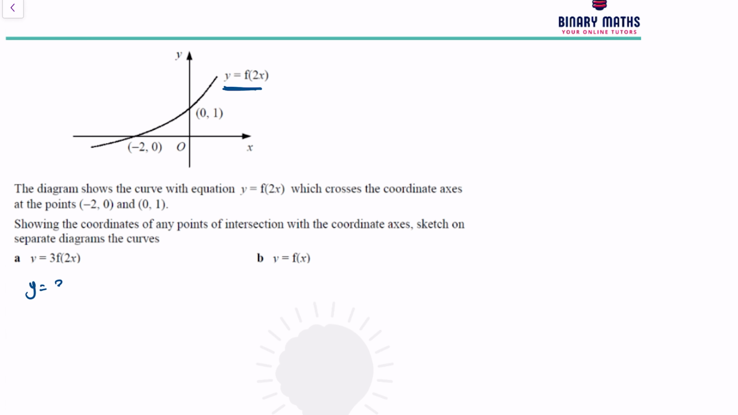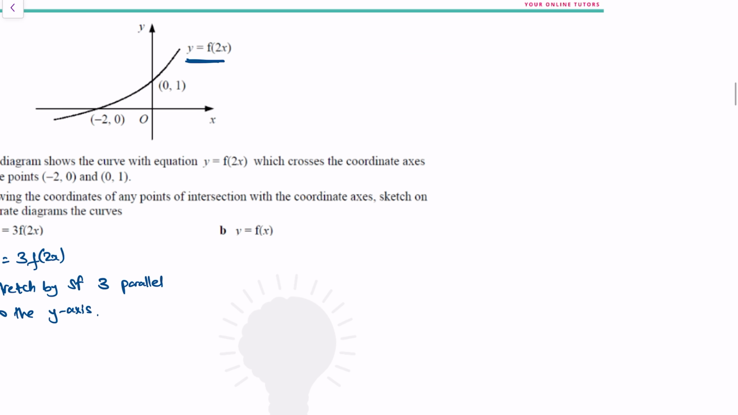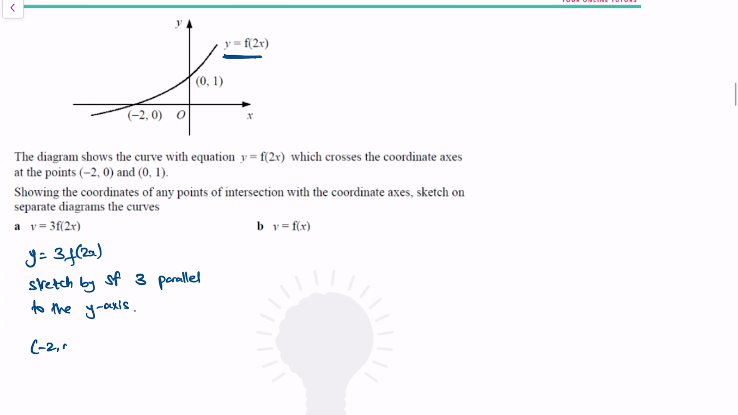So y equals 3 times f of 2x, from the original one, is a stretch by scale factor 3, because it's outside the brackets, so the y is affected, parallel to the y-axis. So minus 2, 0 is mapped by 3 f of 2x; only the y is multiplied by 3, so it becomes minus 2, 0 times 3 is just 0. So only the y multiplies by 3.